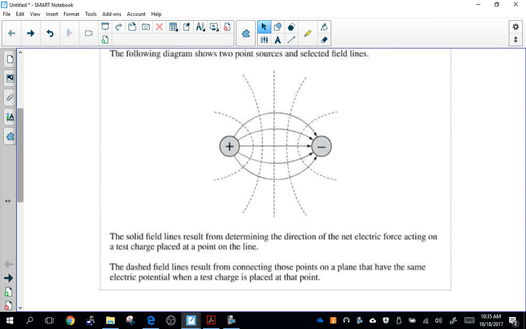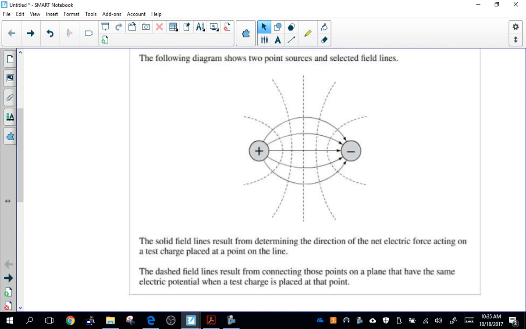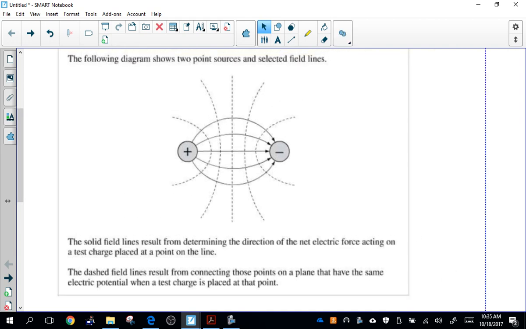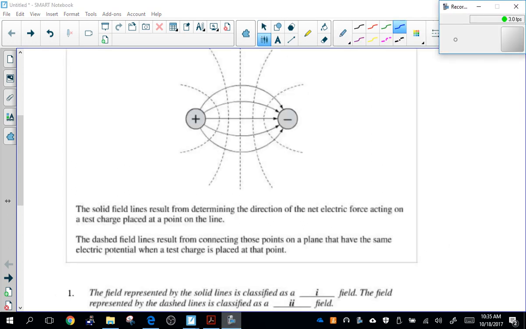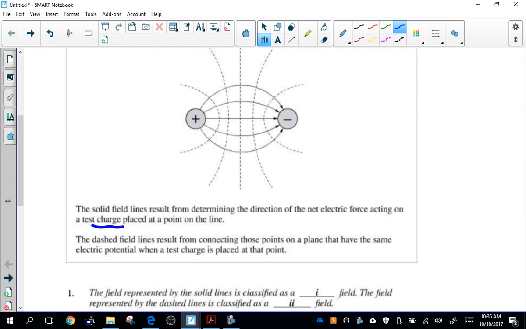The solid field lines result from determining the direction of the net electric force acting on a test particle placed at a point along the line. In other words, they are the electric field lines, right? The electric field lines as we know them. What type of charge would be placed at a point along the line?